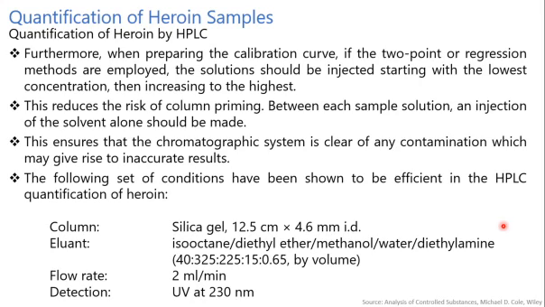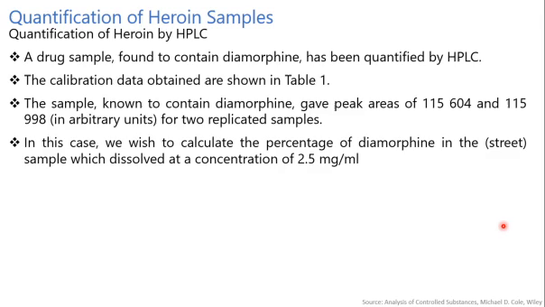The following set of conditions have been shown to be efficient in the HPLC quantification of heroin. First, the column, generally a silica gel column having 12.5 centimeter length and 4.6 mm ID. The eluent generally used is isooctane, diethyl ether, methanol, water and diethylamine in the proportion of 40 to 325 to 225 to 15 to 0.65 by volume. Flow rate is about 2 ml per minute, and detection is by UV at 30 nanometer.